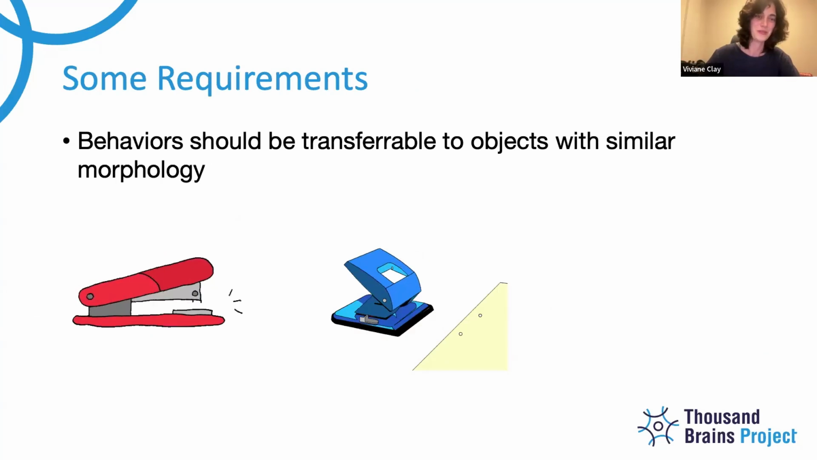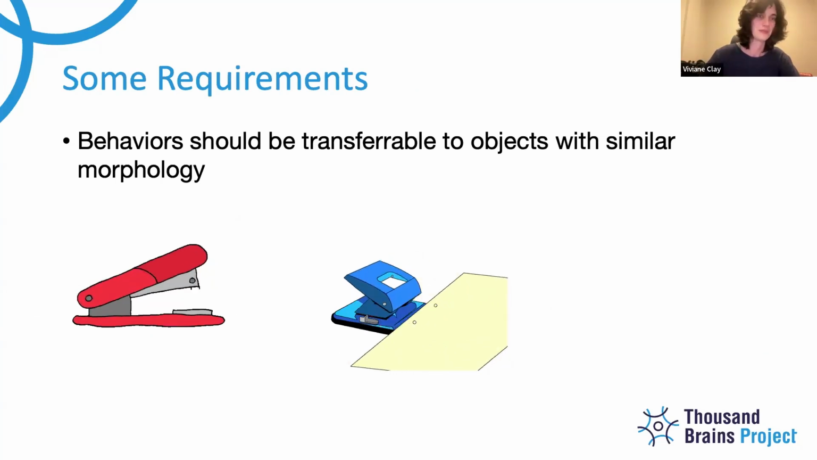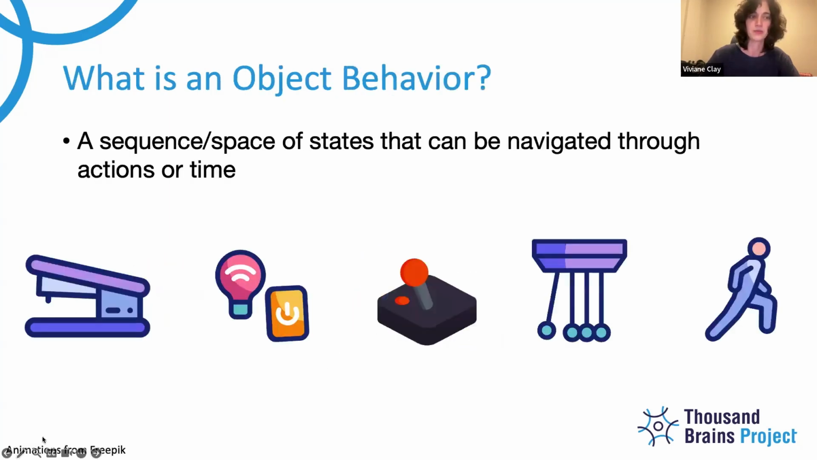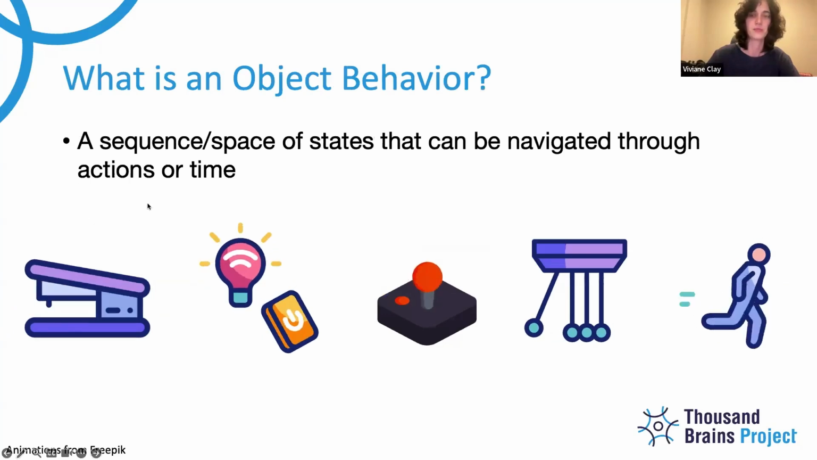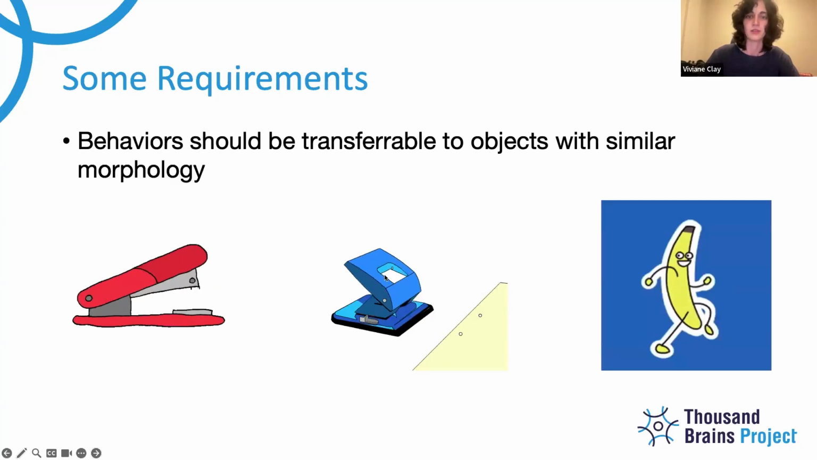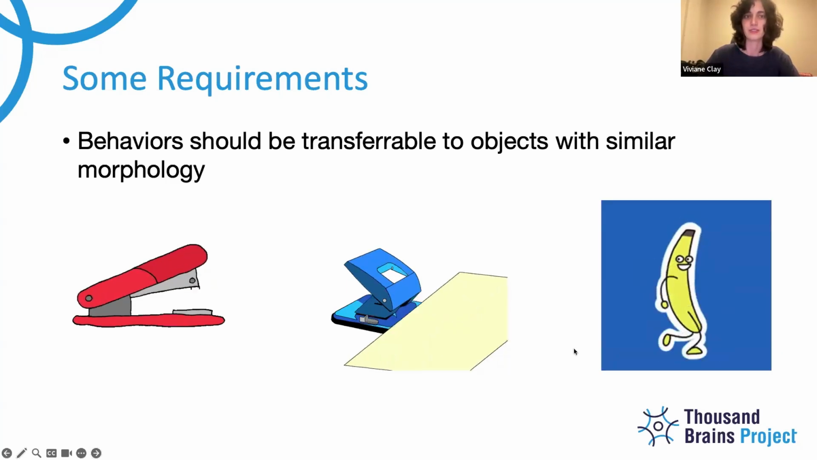So yeah, a couple more requirements. Behaviors should be transferable to objects with similar morphology. If I learned how one stapler works, I should be able to apply that behavior model to other staplers that have slightly different shapes or color, or even a bit of a different concept.